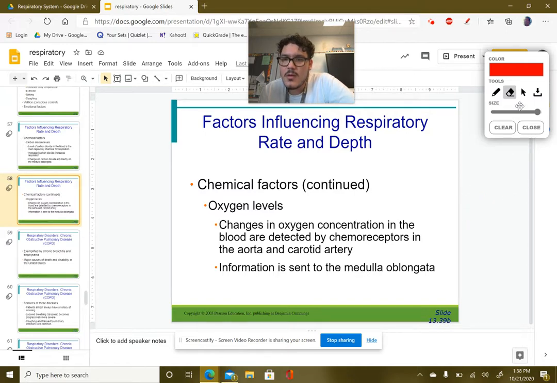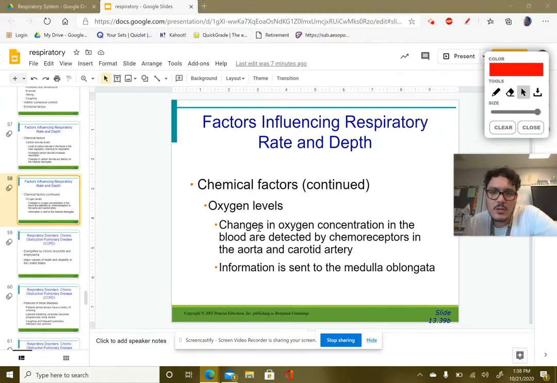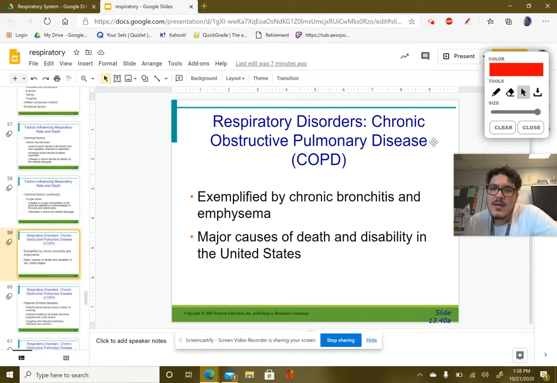Okay. Back to where we were. Let's continue moving forward. The very last bit of content in this unit is all about diseases and disorders, a little bit of pathophysiology, as we call it. So let's talk about some respiratory conditions that can be prevalent.